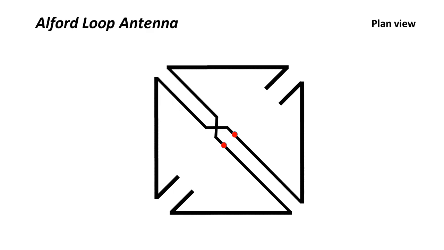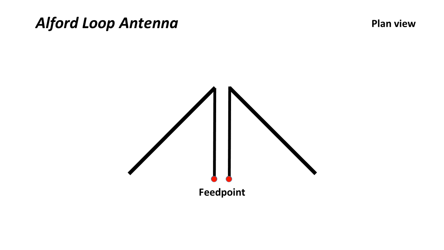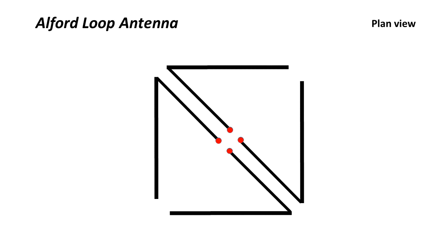To understand the configuration of the Alford loop, look down in plan view on a simple half-wave dipole, with the red dots representing its feed point. Now turn its two arms to a 90-degree angle. Move it to one side and put another identical antenna as shown to form a square configuration.